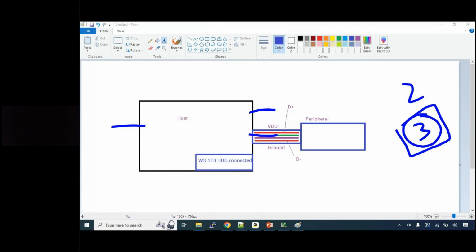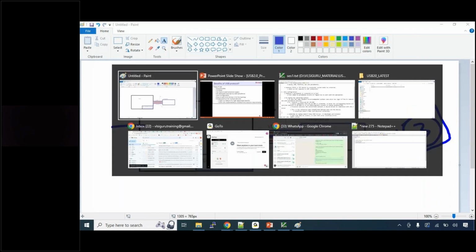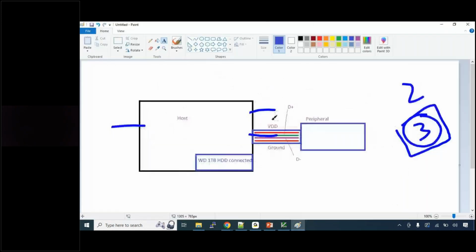Then how are they saying multiple devices? Let me tell you, I can connect up to 127 devices. So using three ports, how can I connect 127 devices? My laptop has only three USB ports. Then how can I connect 127 devices using the three USB ports?